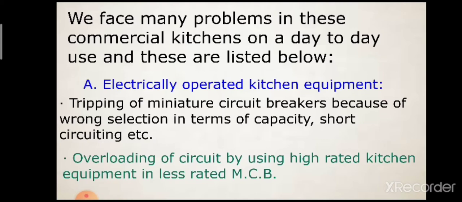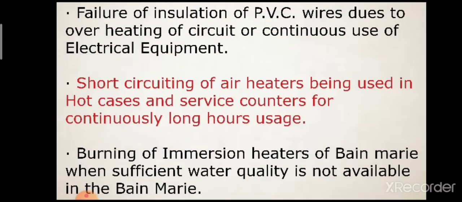Overloading of circuit by using high-rated kitchen equipment in less-rated MCB. Failure of insulation of PVC wires due to overheating of circuit or continuous use of electrical equipment. Short-circuiting of air heaters being used in hot cases and service counters for continuously long hours of usage. Burning of immersion heaters of Bain-Marie when sufficient water is not available in the Bain-Marie.